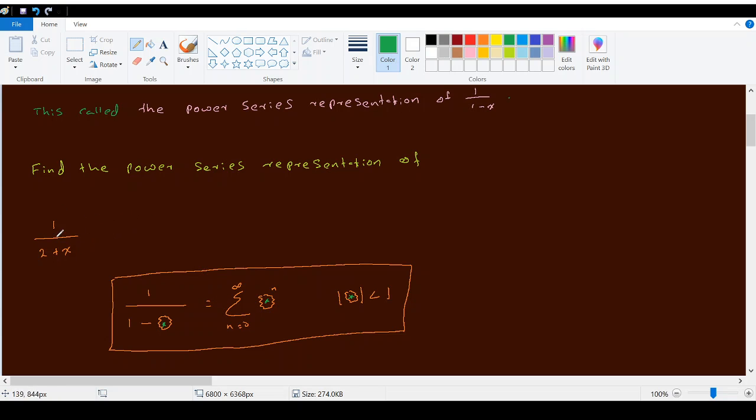So if you try to adapt that technique for this function, we can rewrite it like this. Now see here, as the starting digit of the denominator, you must have 1, okay, not any other number. So to do that, we need to factor out 2 from the denominator. So you will get 1 here and x divided by 2 here. So we will have half times 1 over 1 plus x divided by 2.